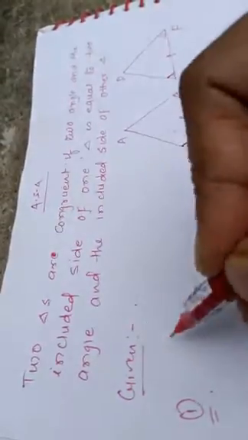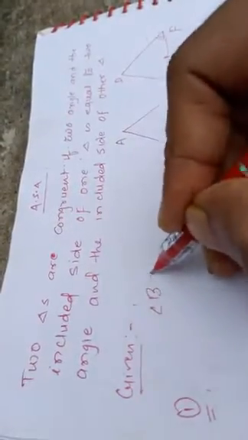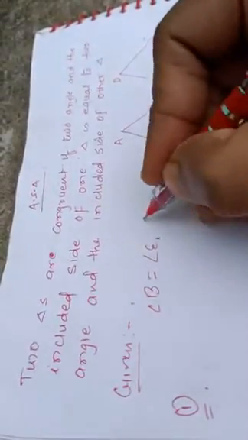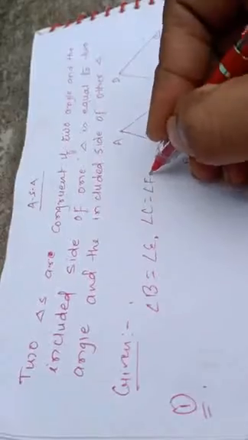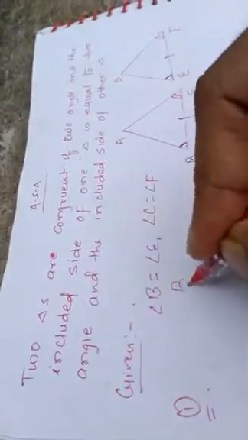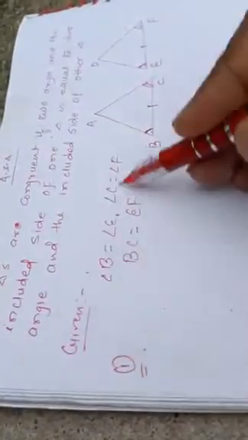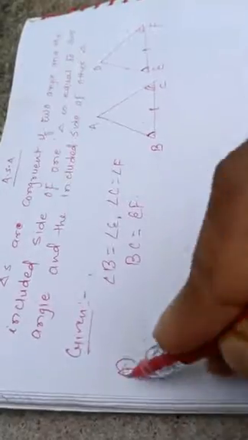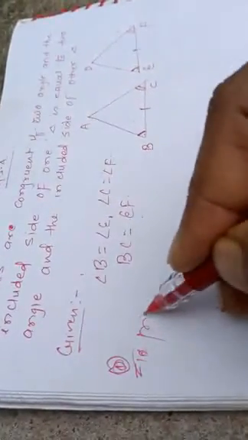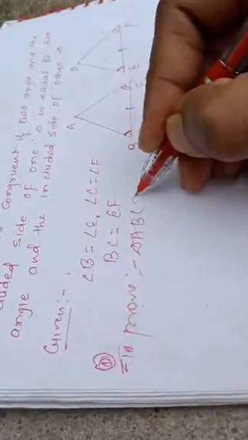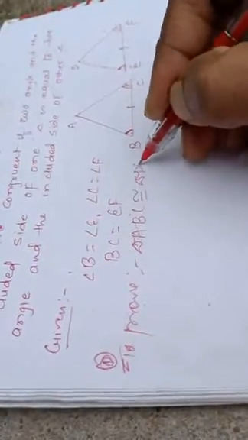Means in the given, angle B equal to angle E, angle C equal to angle F, and BC equal to EF. This is given to us, but you have to write this statement properly. Secondly, to prove, we will write triangle ABC congruent to triangle DEF. This we have to prove, students. Okay.